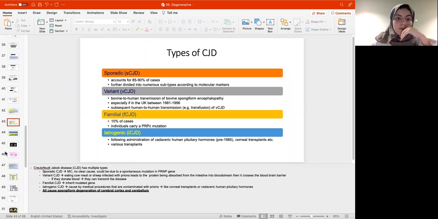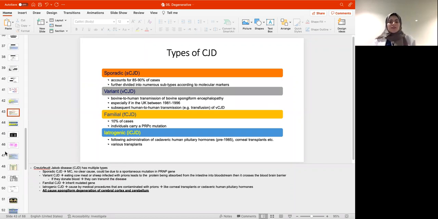Then the types, okay. So these are the types that I briefly mentioned. You have sporadic, which is basically random. It happens suddenly in someone who's normal, his protein starts becoming malformed, and then he develops a prion protein. The variant one is due to bovine to human transmission, when you have basically mad cow disease, when you eat the contaminated cows. And this was more popular from 1981 to 1996 in the UK.